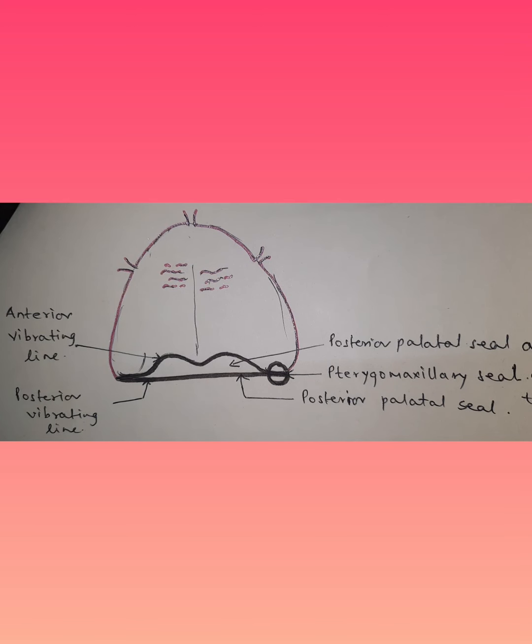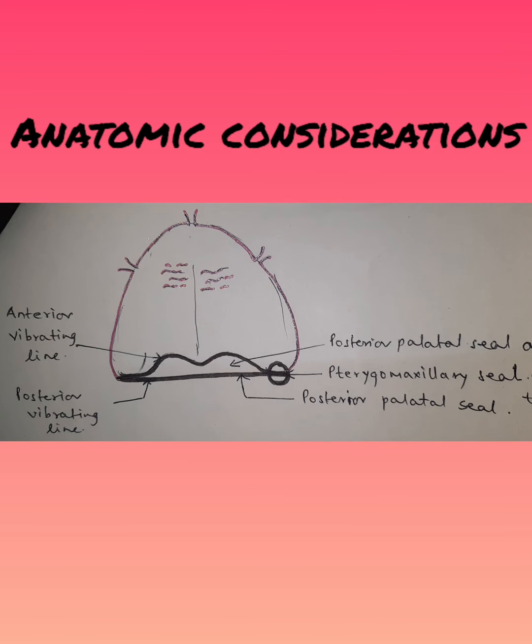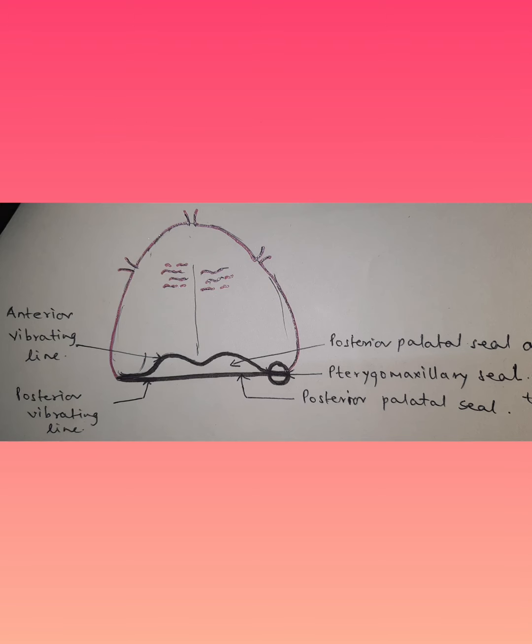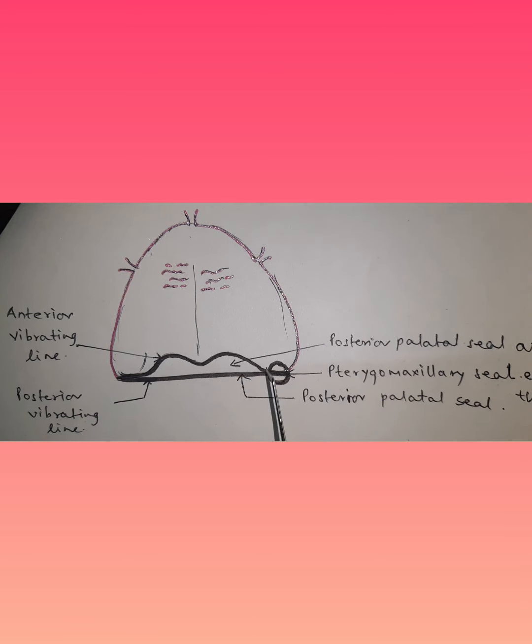Now let us see what the anatomic considerations are. Posterior palatal seal can be divided into two separate areas on the basis of anatomical boundaries. The first one is the post-palatal seal, and the other one is the pterygomaxillary seal. Pterygomaxillary seal is here and post-palatal seal is here. Now, what is post-palatal seal?